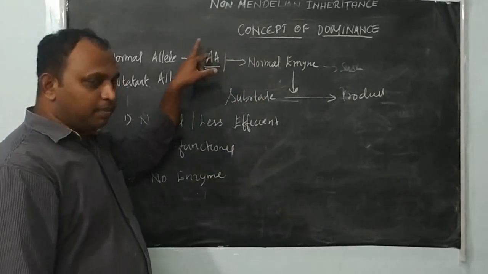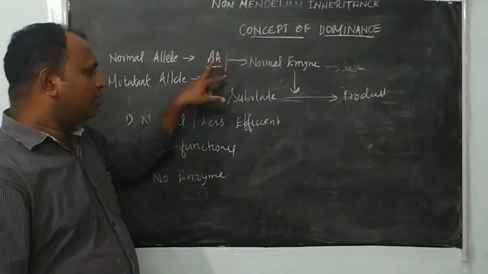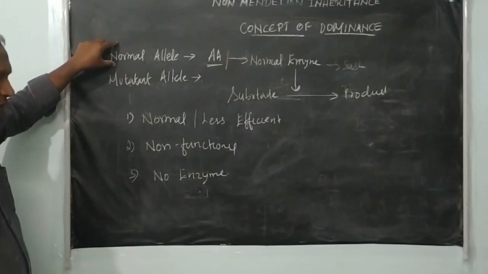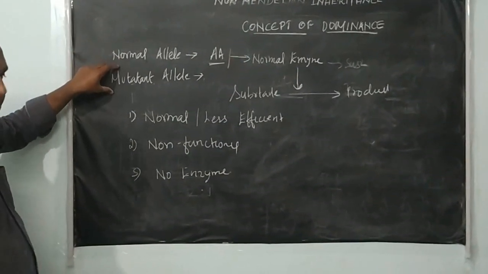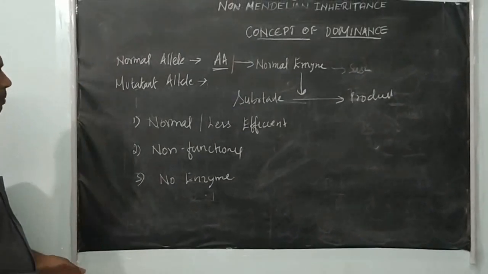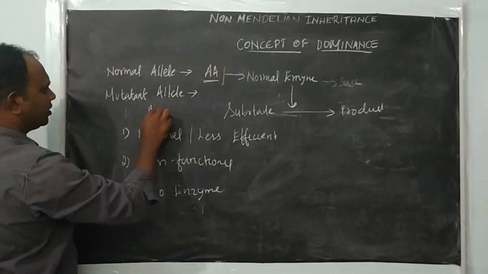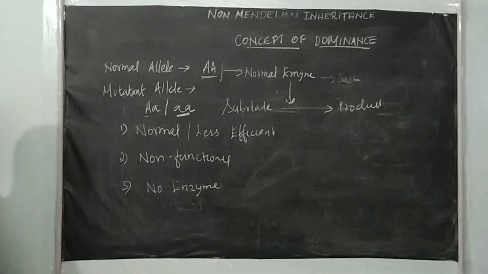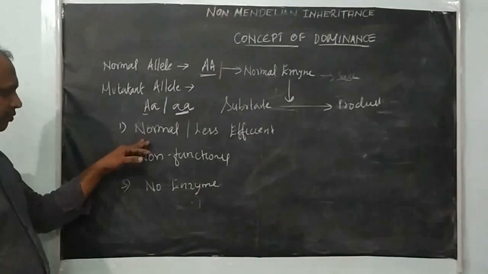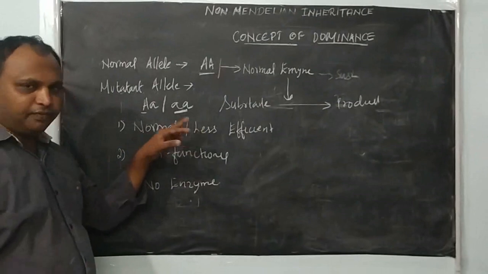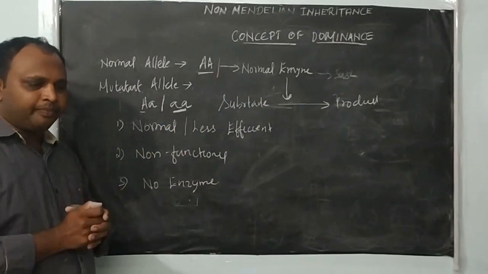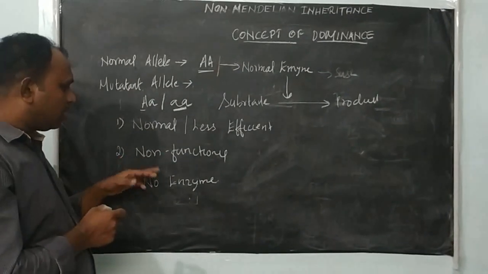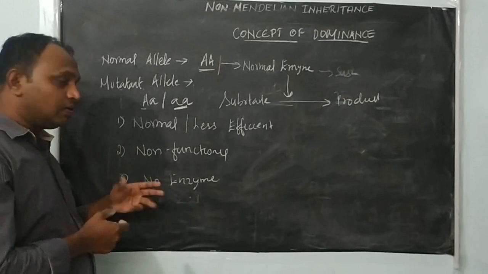If this allele becomes modified, what will happen? Actually this is a normal allele, also called unmodified, and the modified one you can also call a mutant allele. The mutant allele, what will happen? Either it is modified like this, capital A to small a. So this modified allele is responsible for production of either normal or less efficient enzyme, or another case, a non-functional enzyme, or another case, no enzyme at all.